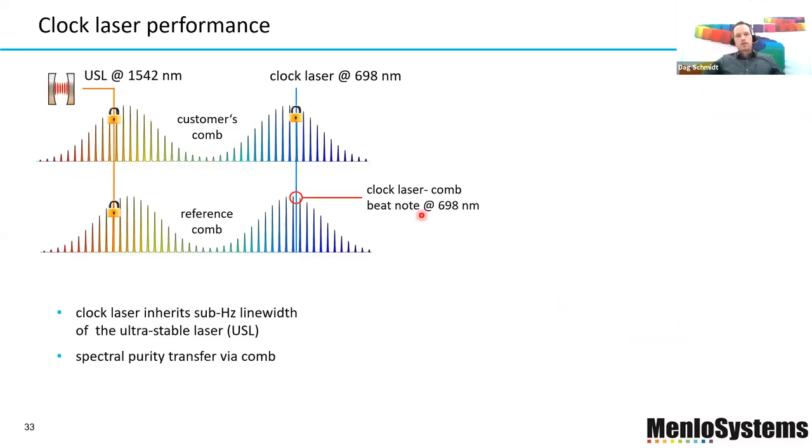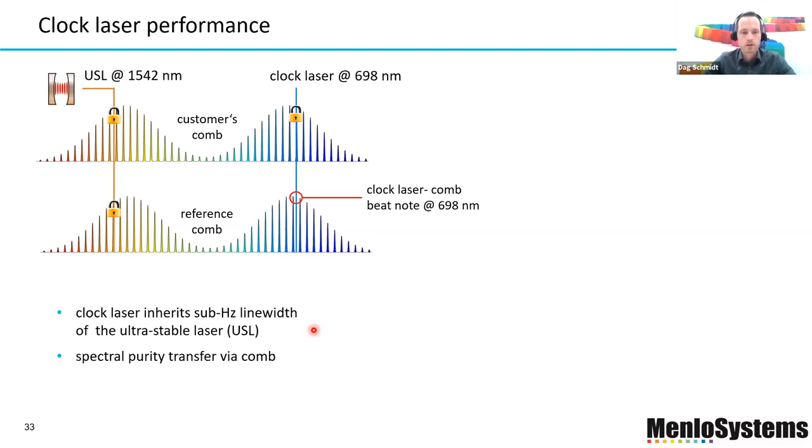Okay, so I've shown you the comb-comb comparison. And this looks quite similar, but this time we are not doing a comb-comb comparison. We of course wanted to know how well does our clock laser perform, because now we know that we can do spectral purity transfer from the ultra stable laser to the comb, but we haven't shown that we can also transfer the spectral purity to the clock laser, because also here you have to take care about a nice feedback loop to get subhertz linewidth on the clock laser. So the claim is that the clock laser inherits the subhertz linewidth of the ultra stable laser via the comb.